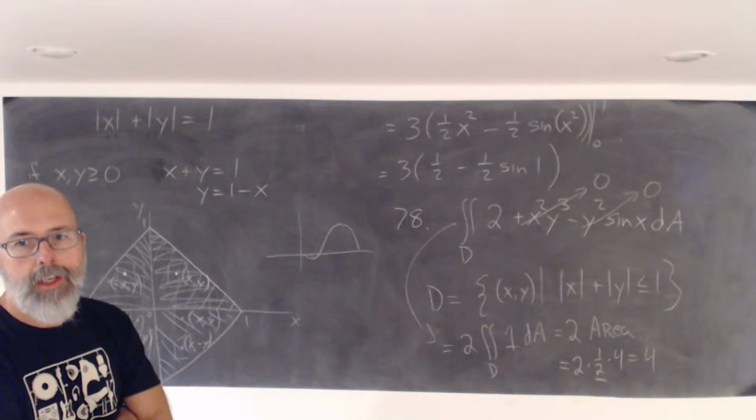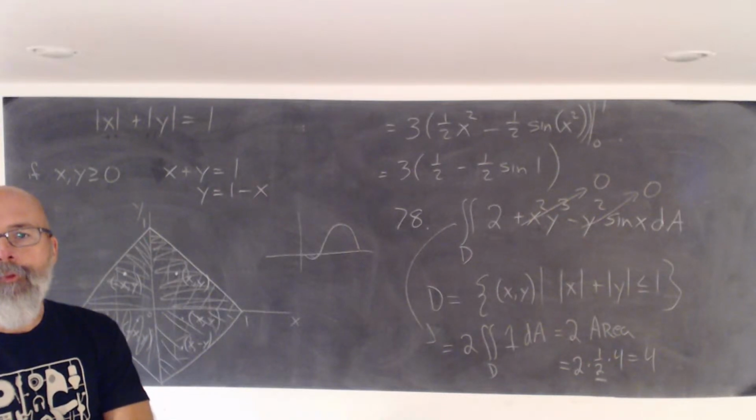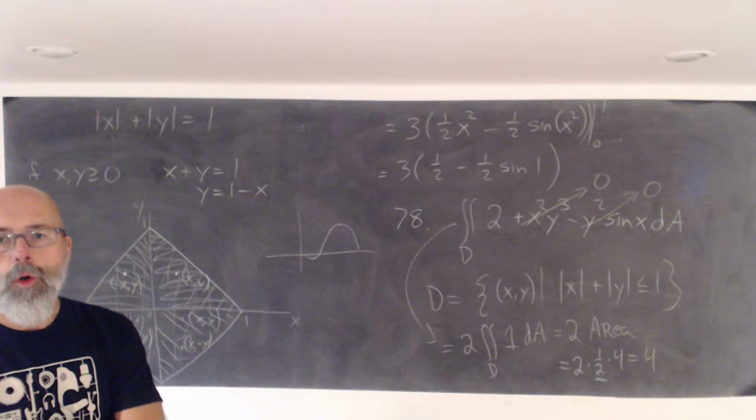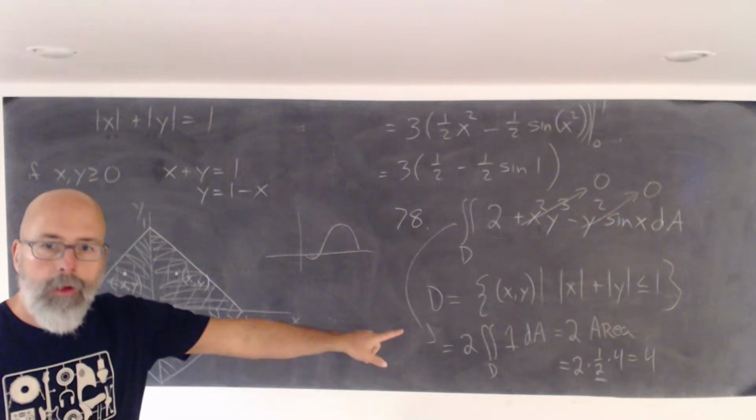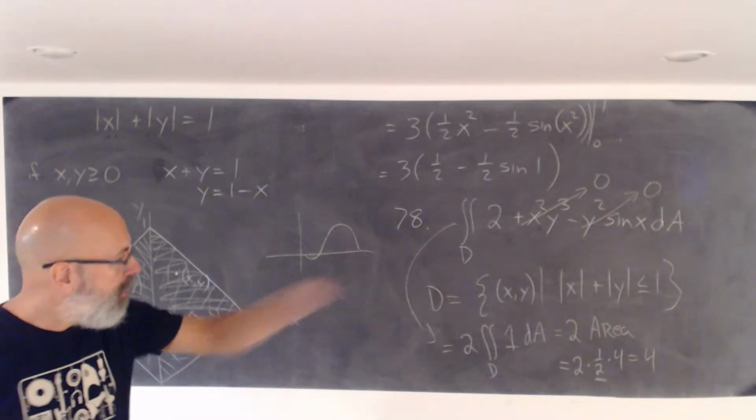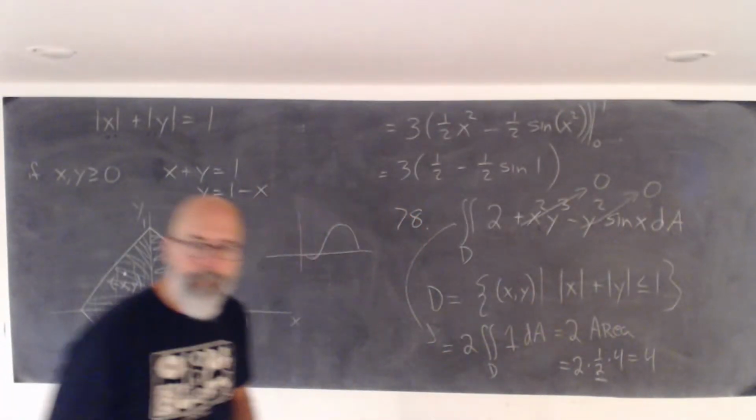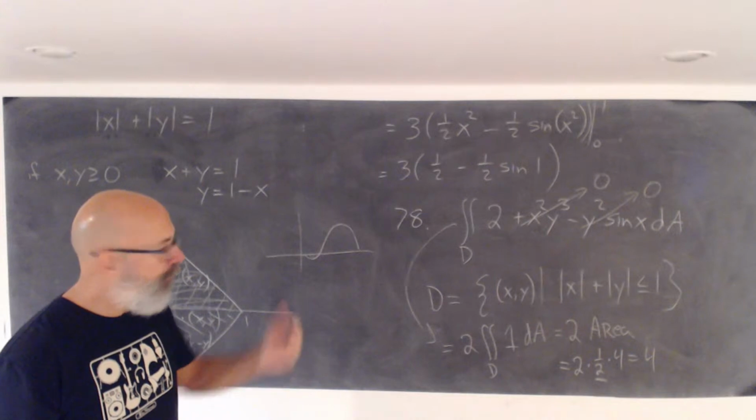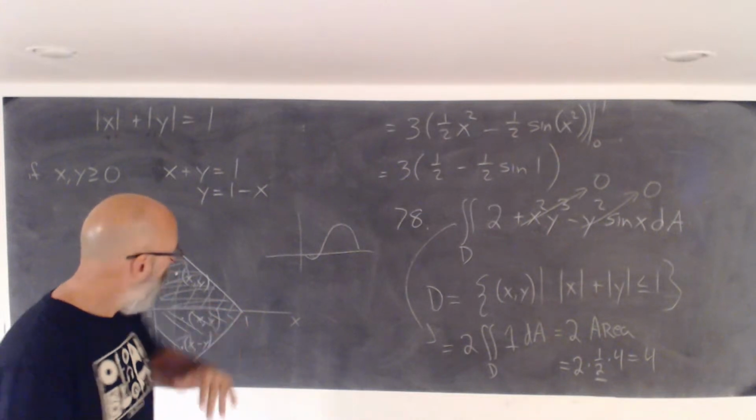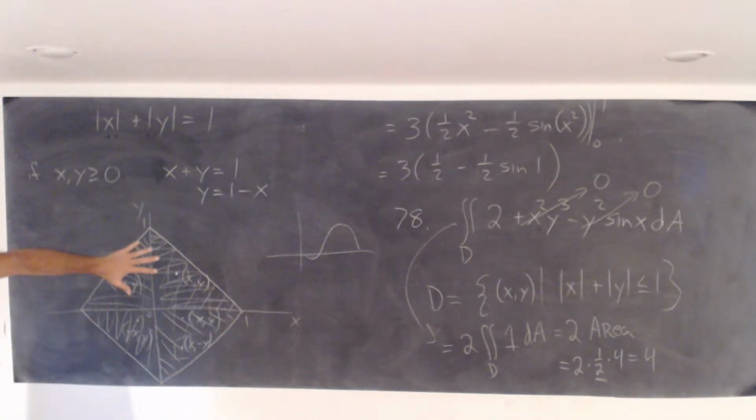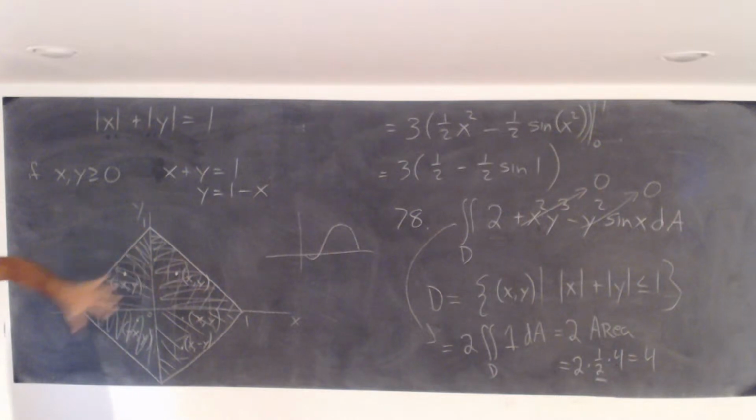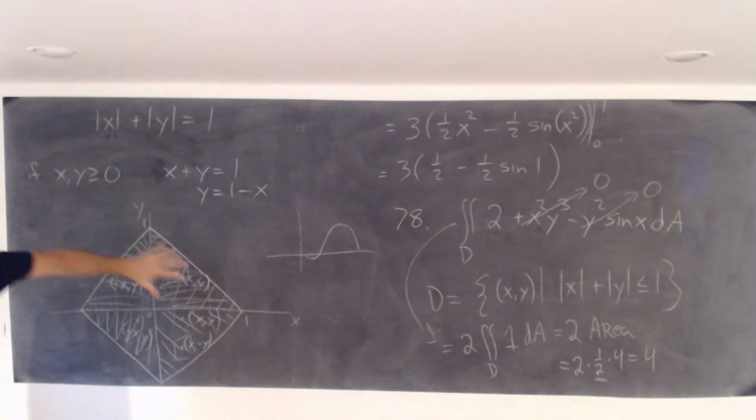So Ranji is asking, is this for the volume or just the integral? It's the integral. 4 is the integral, which is twice the area, which is also the volume of a function of height 2 hovering above this.